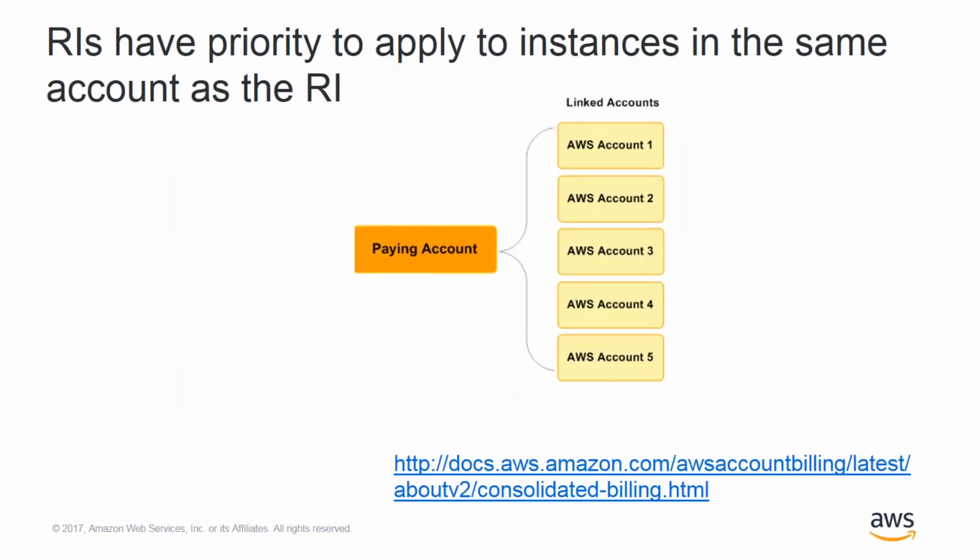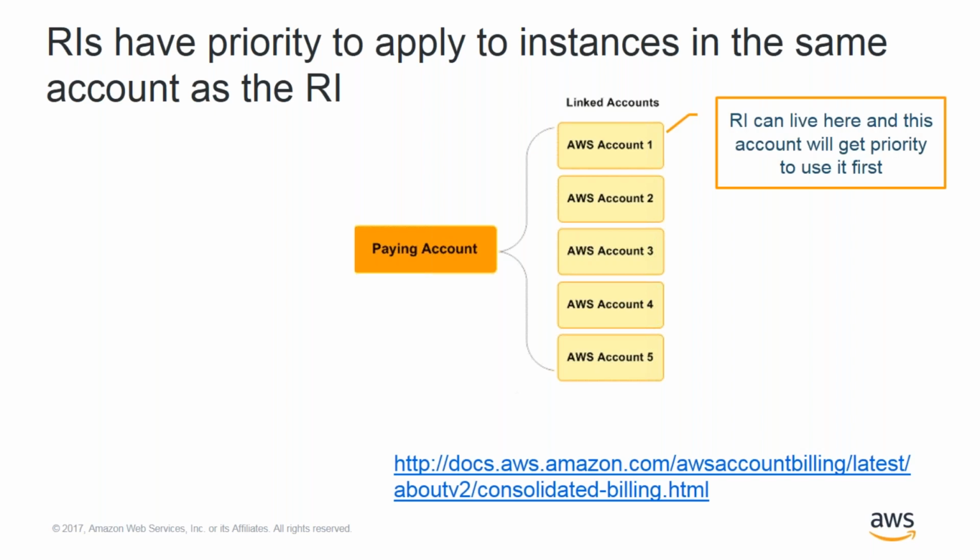And so another question that comes up quite often with customers, especially larger customers, is understanding how reserved instance benefits apply. For customers that do use a payer account and linked account structure, reserved instances can be placed in the account that you want to get priority to get benefit first. So in this example, if we have, say, a business unit that uses account 1, and they want the benefits of the reserved instances because they paid for them.